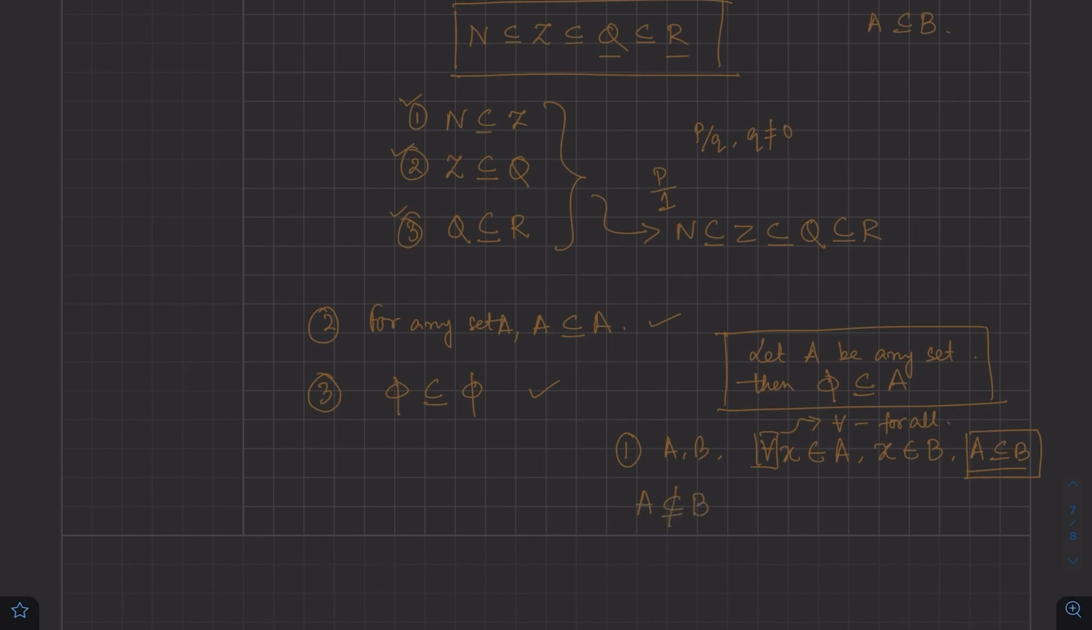Now, if this is the definition of a subset, what do you mean when you write the negation? A is not a subset of B, which means there exists an element x which belongs to A, but that element does not belong to B. This symbol stands for there exists. If I have to spell it out in words, it means at least one element of A that is not an element of B.